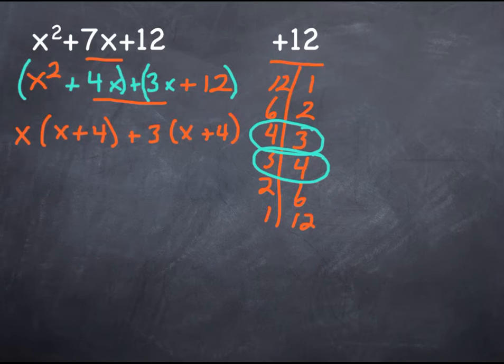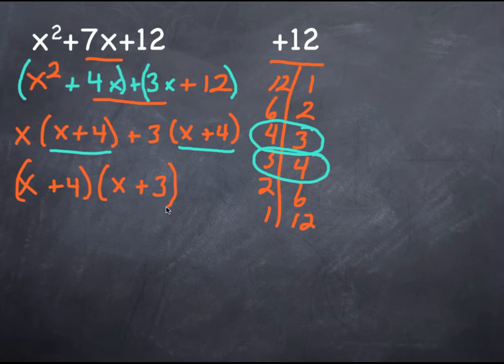Now looking at our equivalent expression of x times x plus 4 plus 3 times x plus 4, we should notice that each pair shares a common factor of x plus 4. Factoring this out, we are left with x plus 4 times x plus 3, the same answer we found using the manipulative.